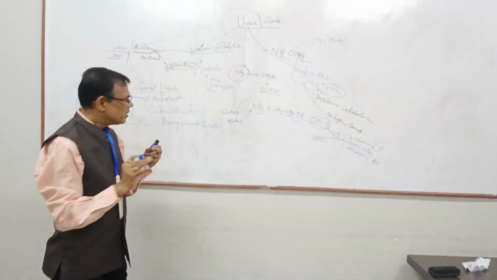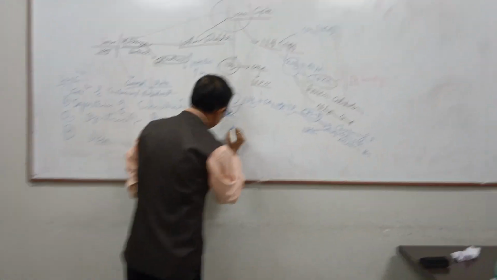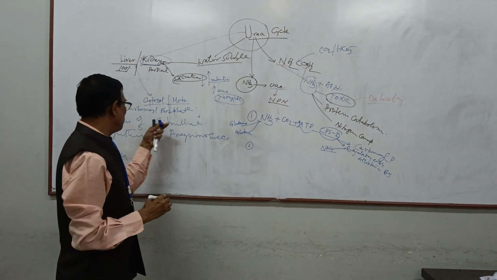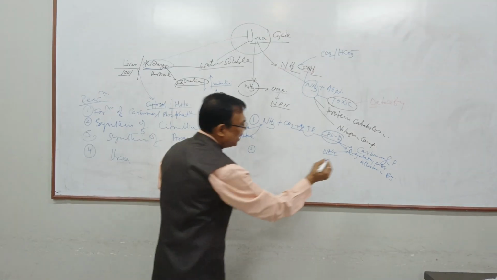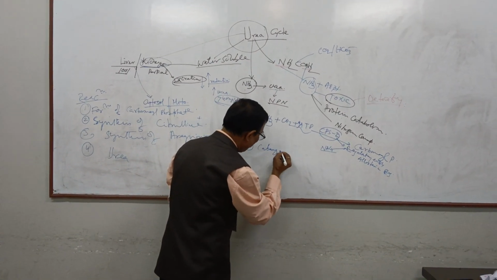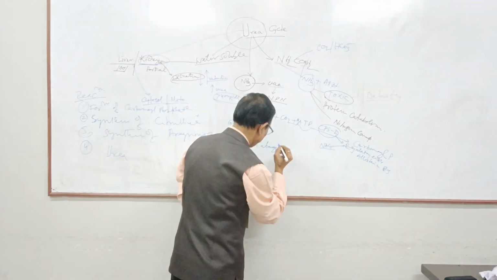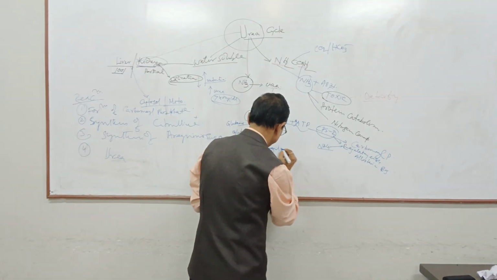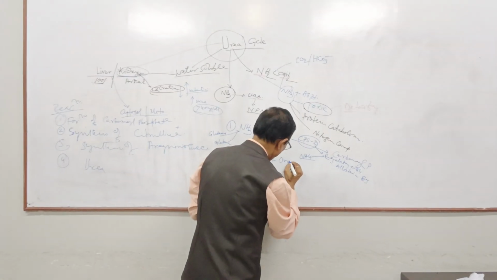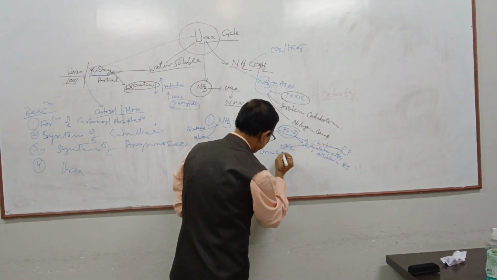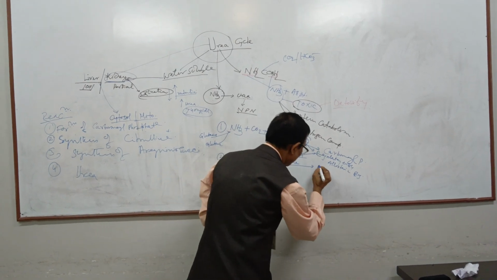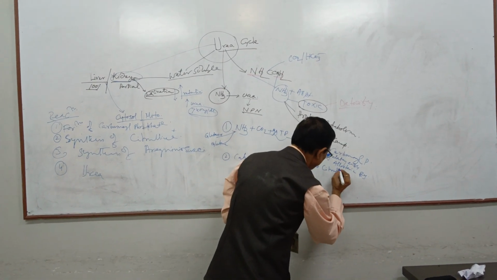Then another part is also in the mitochondria. Second is the formation of citrulline. So what will happen? Carbamoyl phosphate plus ornithine will form citrulline.